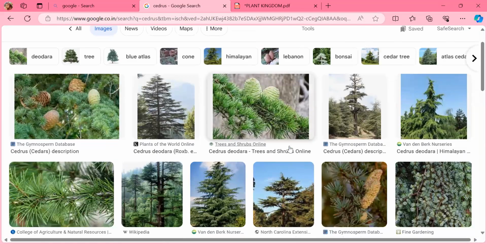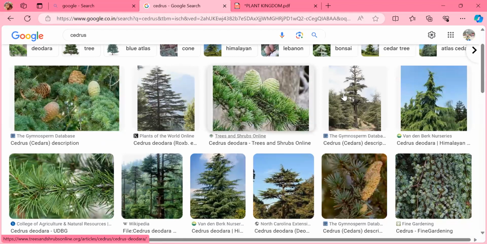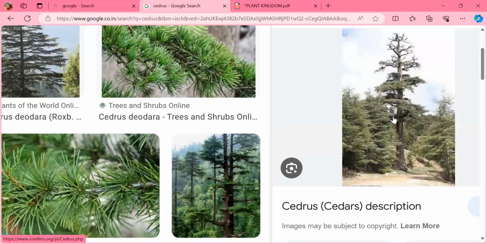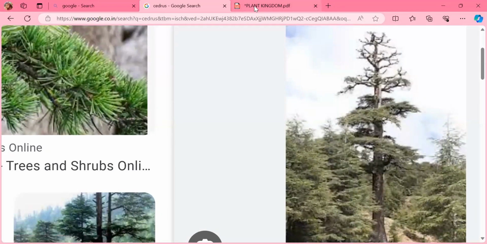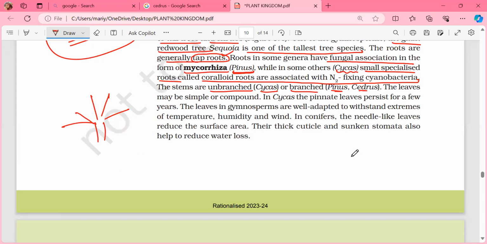Look, this is Cedrus. Here, obviously, you can see the branches are there, right? The stems are branched, and also in the case of Pinus. Now, in gymnosperms the leaves may be simple or compound. In Cycas, the pinnate leaves persist for a few years.